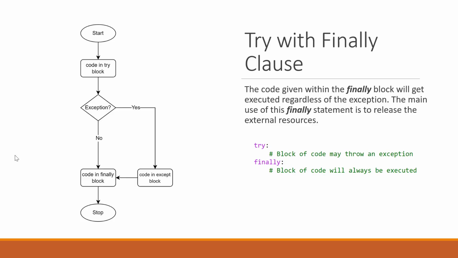So here is the complete workflow of using this finally statement. First, the code given in the try block will be executed. If the given code in the try block returns any exception, it will redirect to the code given in the except block, and then after the except block the code given in the finally block will be executed. And if there is no exception, even then the finally block will be executed. So let us discuss this with the help of an example.